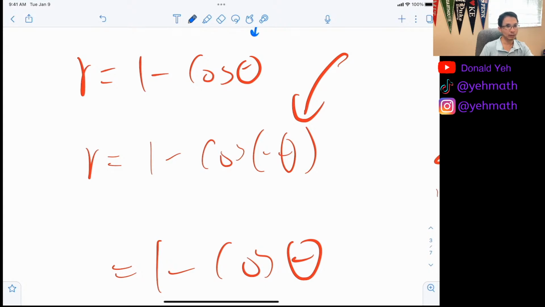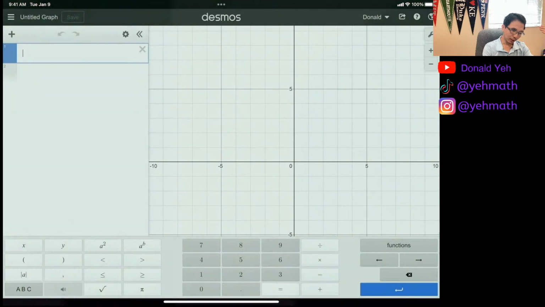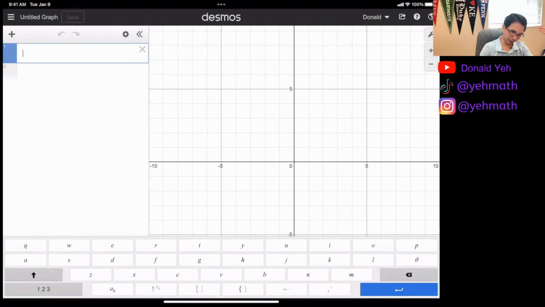Wait, does the negative theta just not matter? Yeah, it will change it to positive theta. Both sides of the graph are exactly the same. If you plug in negative theta, it's going to be symmetry to the y-axis. But sine, if you plug in negative theta, is going to be negative sine theta. So for cosine, it doesn't matter, because you already know what the graph looks like. If I have the cosine graph, it's going to be cosine of x.